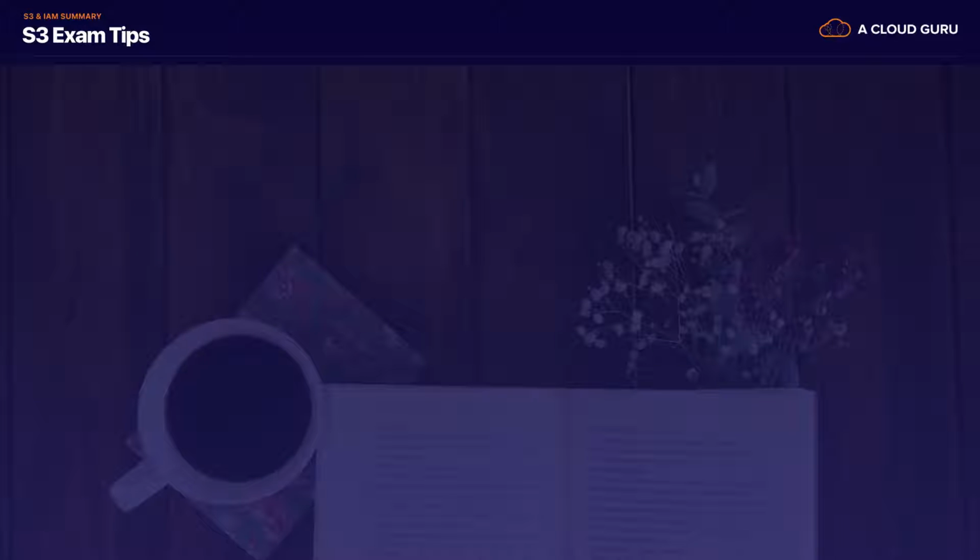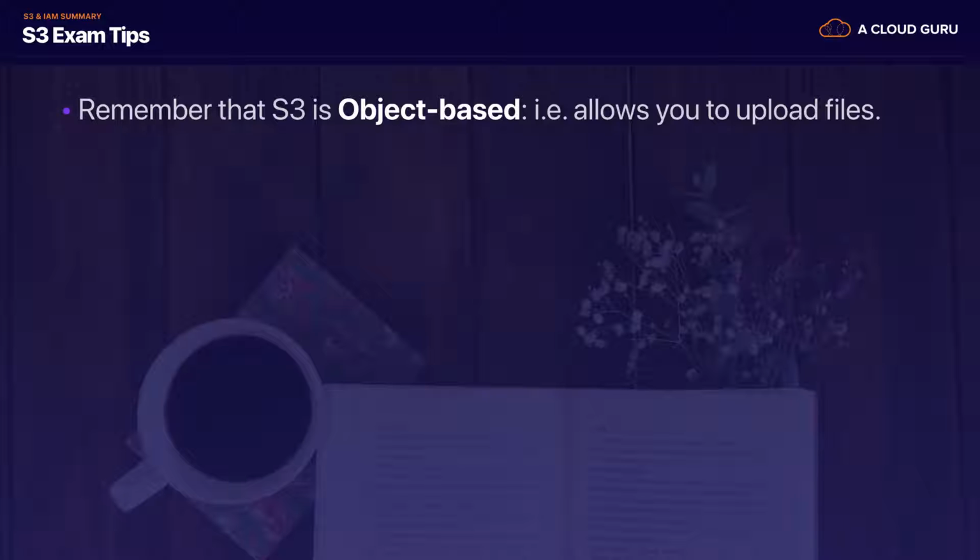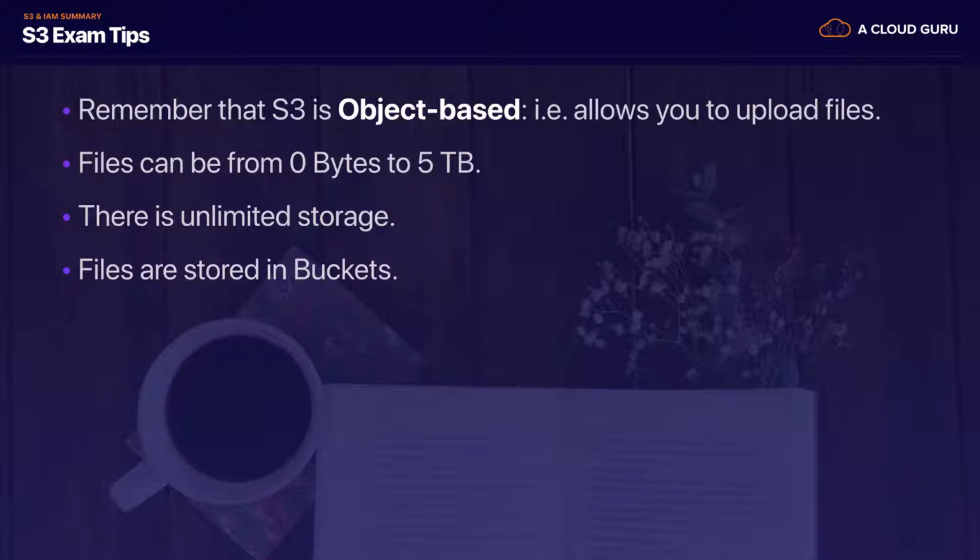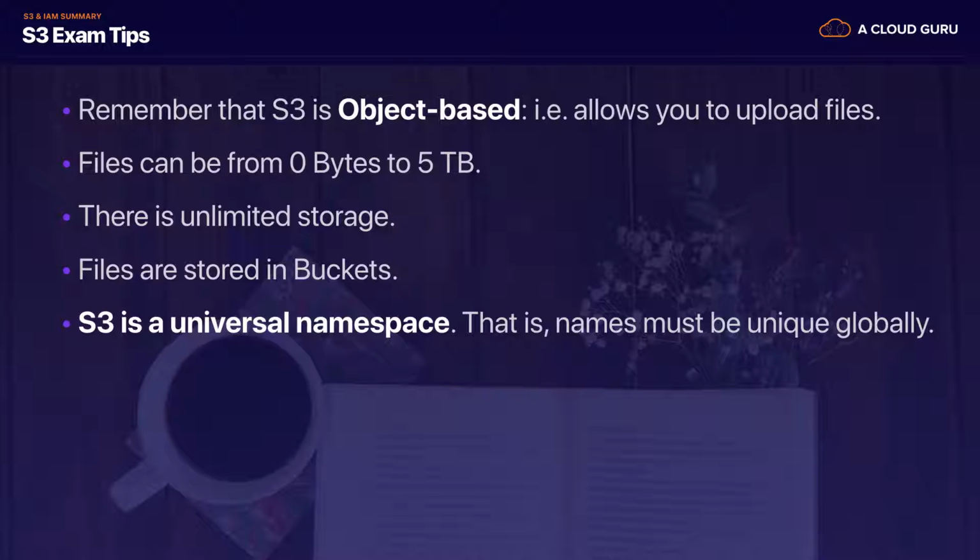So moving away from IAM, let's look at S3. So remember that S3 is object-based. It allows you to upload files, and those files can be 0 bytes all the way up to 5 terabytes, and there is unlimited storage, and you store your files in these things called buckets, and it's basically just a folder in the cloud. Now, S3 is a universal namespace, so that means that your bucket names must be unique. You can't have test bucket because somebody already owns it. You can't have A Cloud Guru because somebody already owns it, and it's not me, sadly.